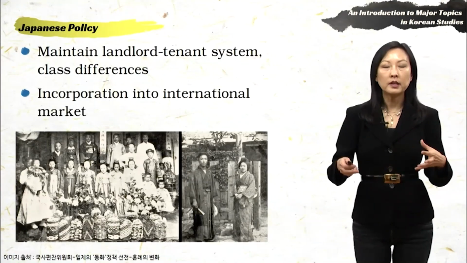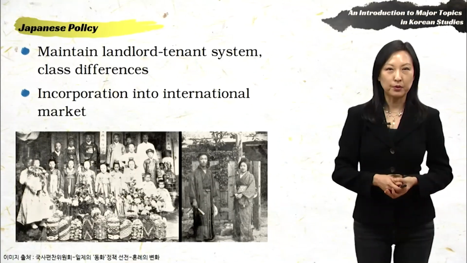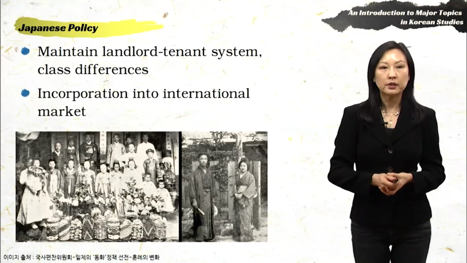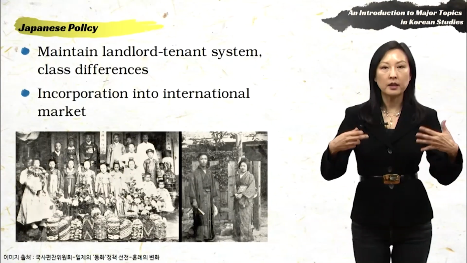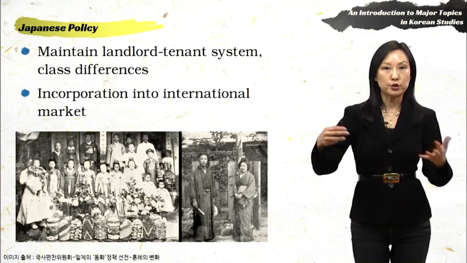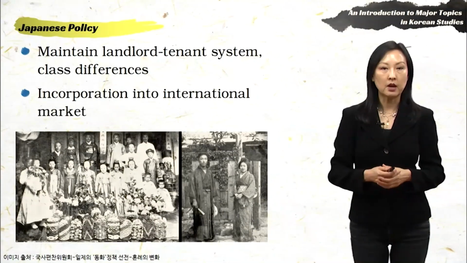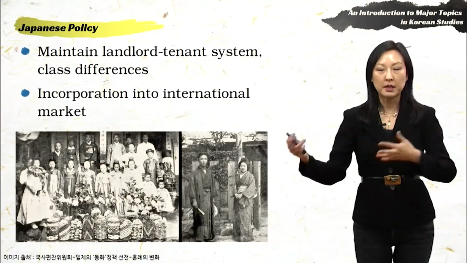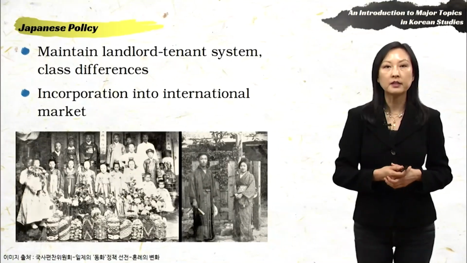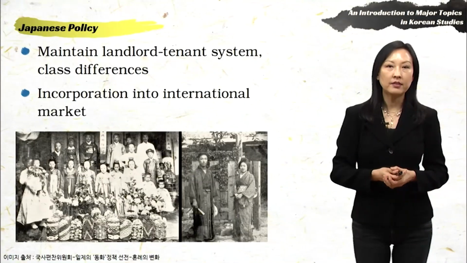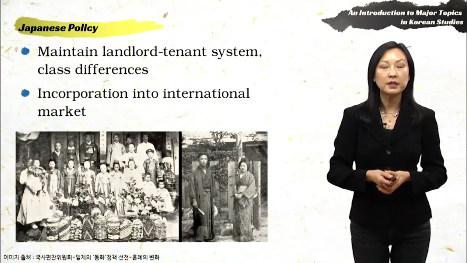So one of the first contradictions that we're going to examine is Japanese economic policy. Although Japan wanted to develop Korea economically in order to support the Japanese imperial economy, and this meant also incorporating the Korean economy into the international market, there were some features of the Korean economy that the Japanese simply left alone and did not change because it wasn't to their benefit.